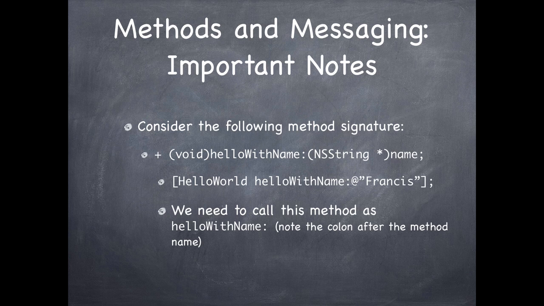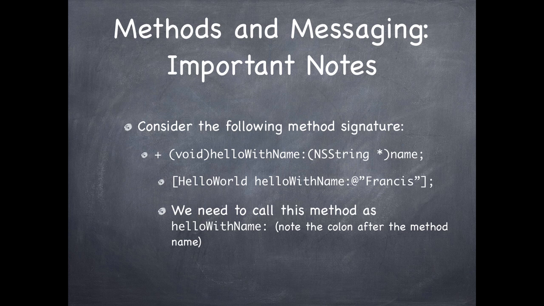So I want you to consider this following signature. Right here, it's making a class method. So just to note that right here, the plus, okay? From the first sub point right there, it says plus void, etc. Plus means, again, it's a class method. I don't need to make an instance of wherever hello with name belongs to.